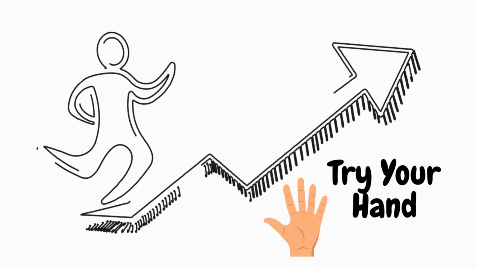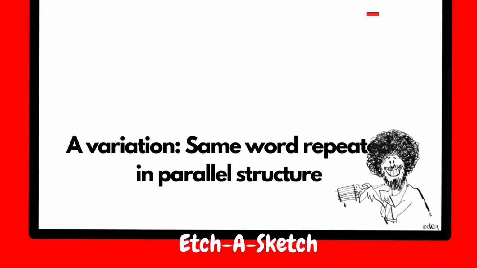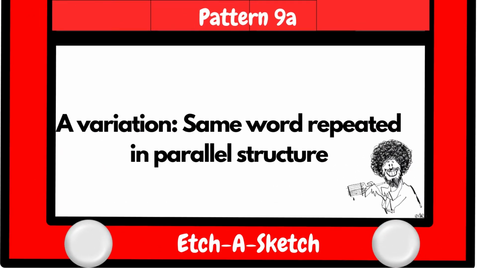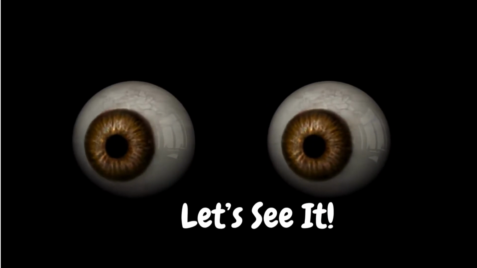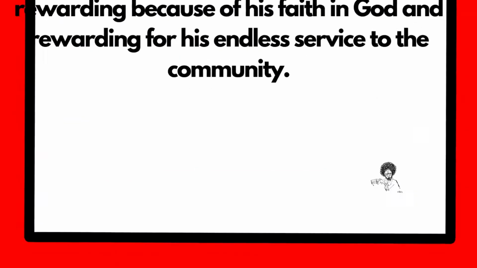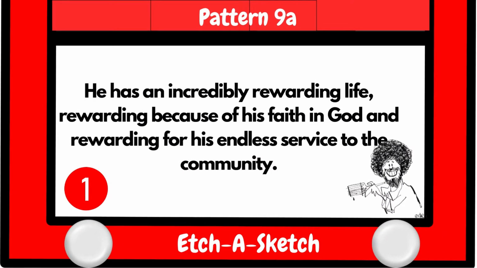And there is pattern 9A as well. A variation, so the same word repeated in parallel structure. Let's see one example. He has an incredibly rewarding life, rewarding because of his faith in God and rewarding for his endless service to the community.